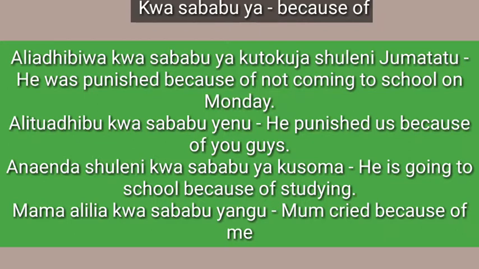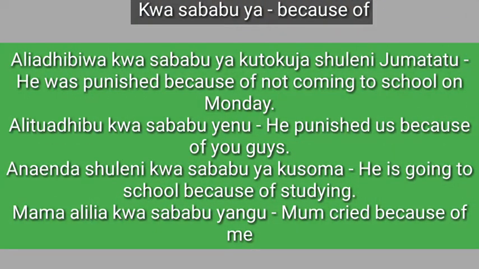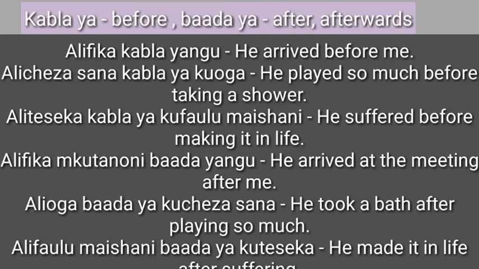So remember the word adhibu. Today you should go with this vocabulary. Adhibu, punish. Kuadhibu, to punish. Kuadhibiwa, to be punished. Then next, kabla ya and baada ya. Before and after or afterwards.